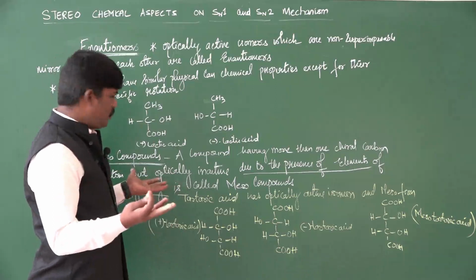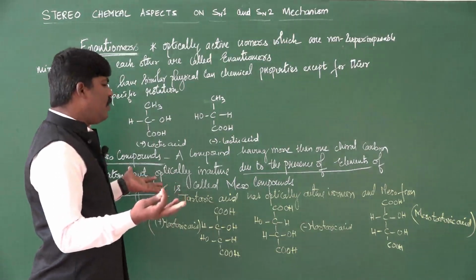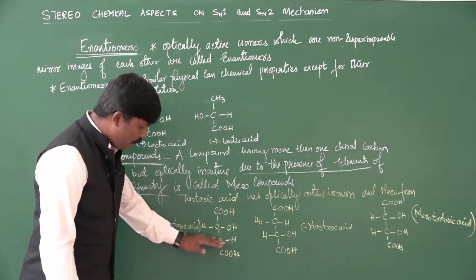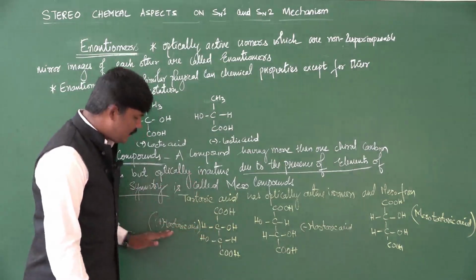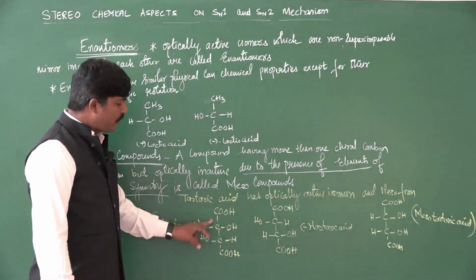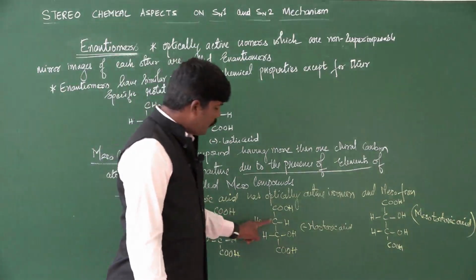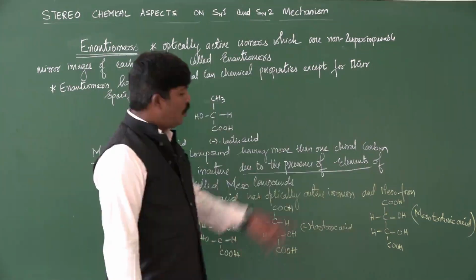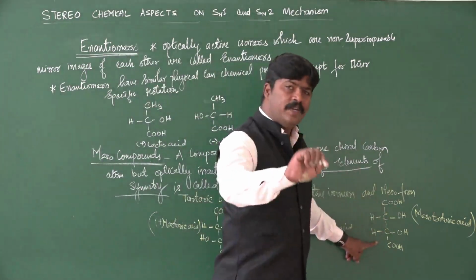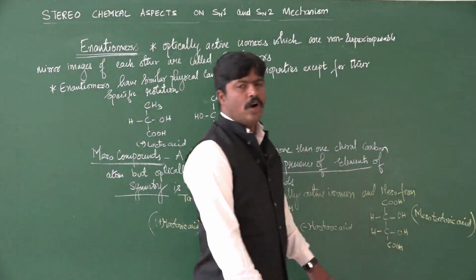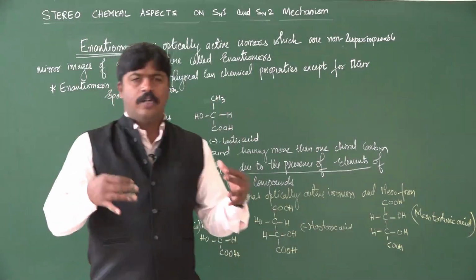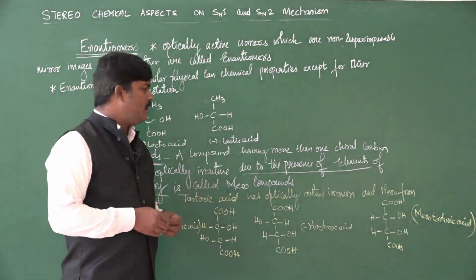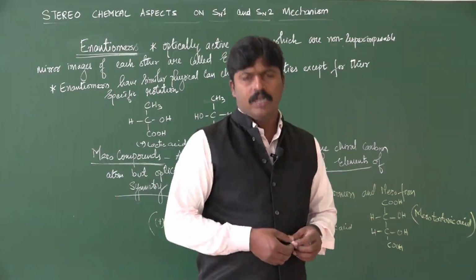Tartaric acid exists in 3 forms. One is plus tartaric acid. Now we check: it has more than one chiral carbon but no plane of symmetry, therefore it is plus tartaric acid. Coming to the minus form, again no plane of symmetry, more than one chiral carbon, therefore it is called minus tartaric acid. The third has more than one chiral carbon but has a plane of symmetry, therefore it is called a meso compound. Compounds which have more than one chiral carbon but are optically inactive due to the presence of a plane of symmetry are called meso compounds.